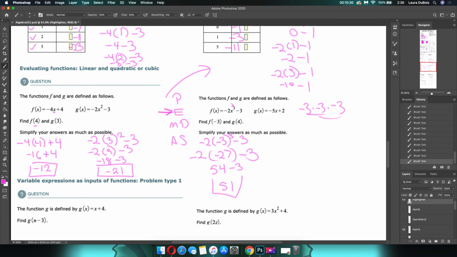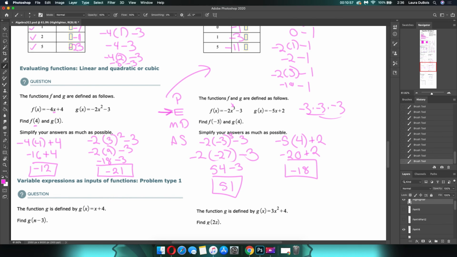Next one, a little bit easier. It's negative 5 times, what number did they give us? 4. Plus 2. Negative 5 times 4 is negative 20 plus 2. Opposite signs mean subtract, so our answer is going to be negative 18. That's what we're looking to do, okay?